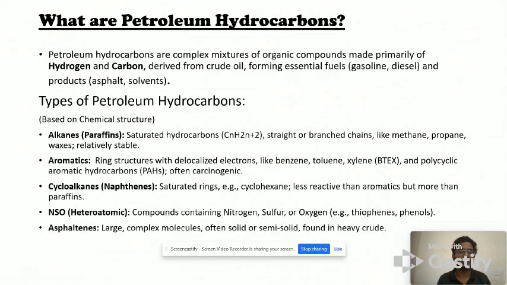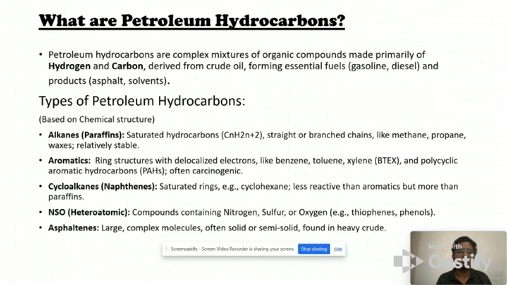Then the next type, cycloalkanes, also known as naphthenes. They are saturated rings. Examples include cyclohexane, and they are less reactive than aromatics, but more reactive than paraffins.